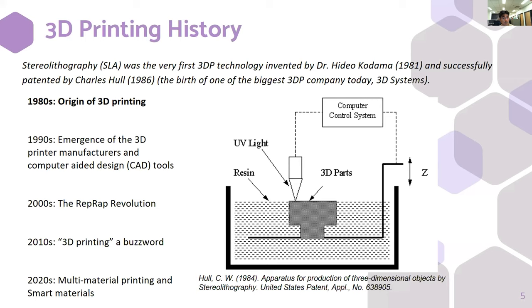Stereolithography, or SLA, was the very first 3D printing technology that was introduced back in 1981 by Japanese inventor Dr. Hideo Kodama. The SLA process utilizes UV light to cure or solidify photosensitive liquid into a 3D object layer by layer. This was later passed on to Charles Hull, who successfully filed the SLA patent in 1986. Charles Hull later founded one of the biggest 3D printing companies today, called 3D Systems.